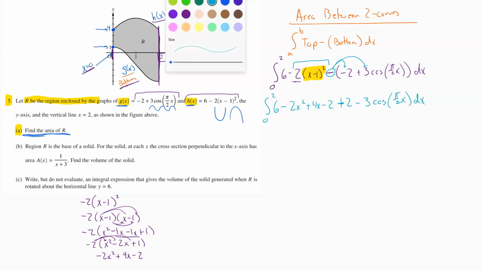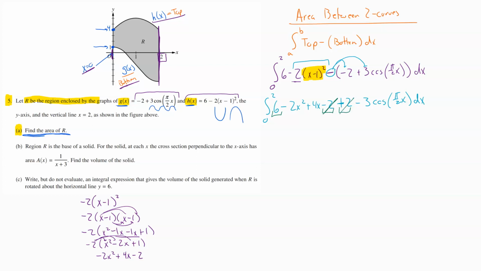And again, don't rush in to take your antiderivative until you're ready. Look for as much simplification as possible. I've got a positive 6 here, I've got a negative 2 and a positive 2, so those are going to end up canceling each other out, and now I can rewrite this as the integral from 0 to 2. Nothing happened to that 6 because these guys canceled out, minus 2x squared plus 4x minus 3 cosine of pi over 2x dx. A little bit of algebra I would much rather do than a whole bunch of u substitutions and some nastier antiderivative work. So that's the method I chose to go with.